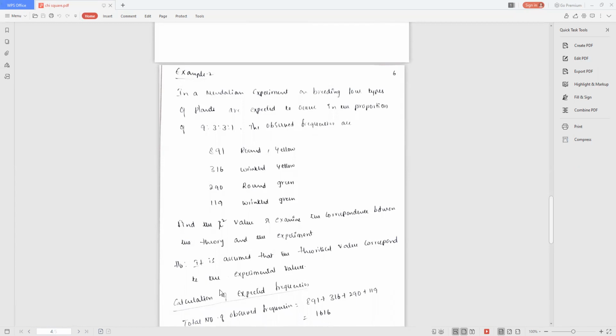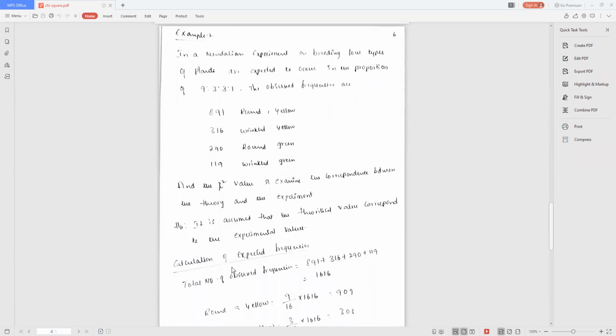The hypothesis we make is that the theoretical value corresponds to the experimental value. Here we are making one assumption, and we first have to calculate the expected frequencies. The observed frequencies are already given. The total number of observed frequencies, if you add all these, is 1616, and from this we calculate the expected frequencies.